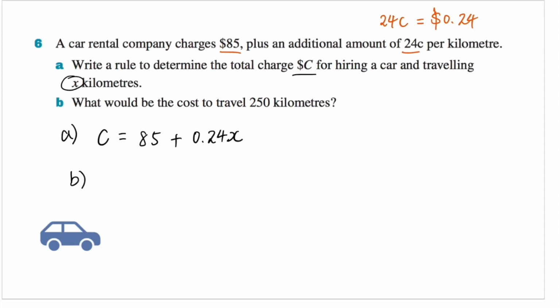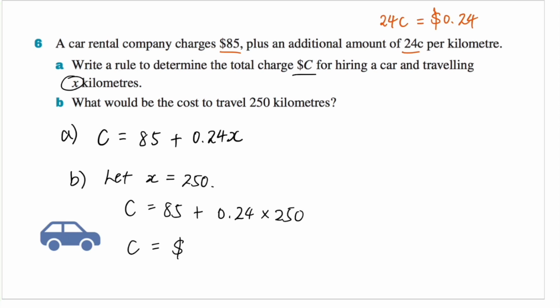Question B. What would be the cost to travel 250 kilometers? 250 kilometers should be the value we sub into X, since X represents the distance traveled. So let X equal 250. C is equal to 85 plus 0.24 times 250. And the total cost is equal to $145.